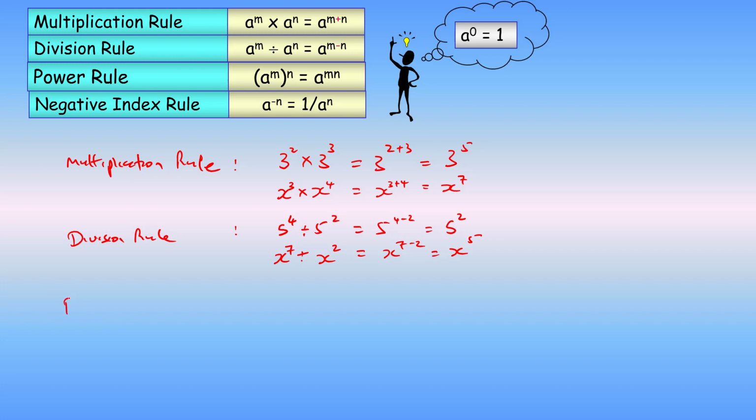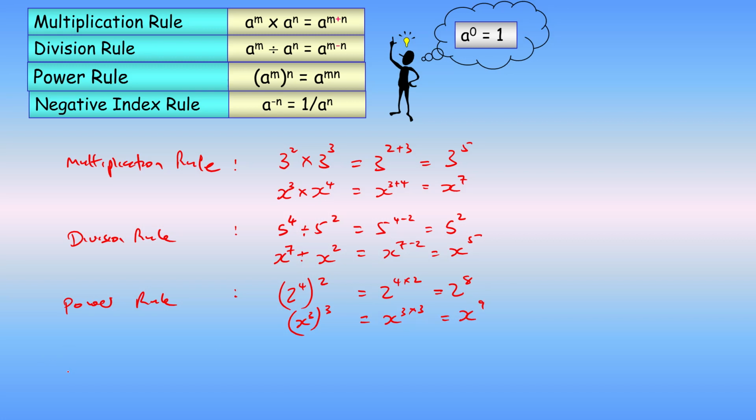Then we have the power rule. Okay, so we have here a to the power of m, and then in brackets to the power of n, and we multiply the indices. If we had, say, 2 to the power of 4, and we square it, that's 2 to the power of 4 times 2, which is equal to 2 to the power of 8. If it was a term, x cubed, that would be x to the power of 3 times 3, which is x to the power of 9.